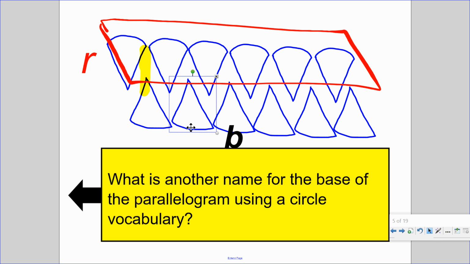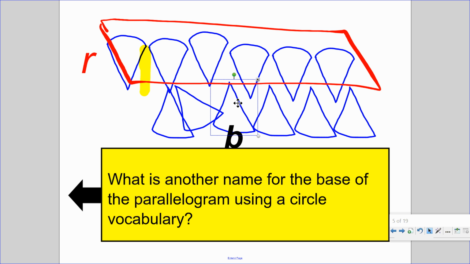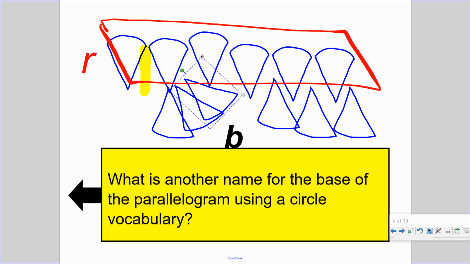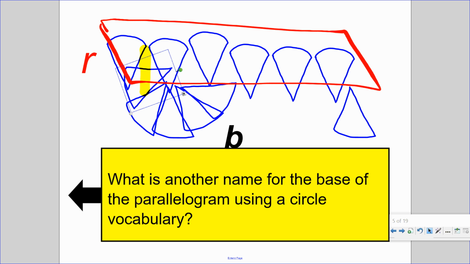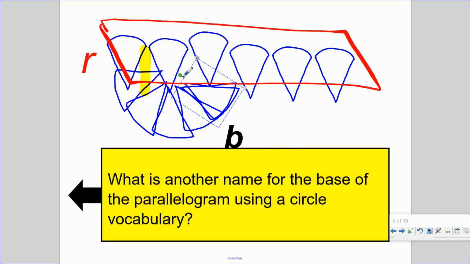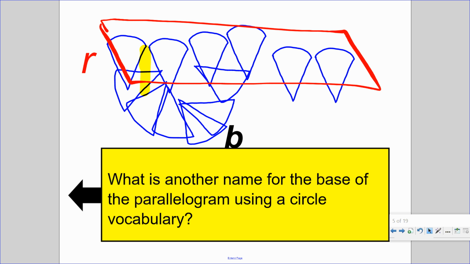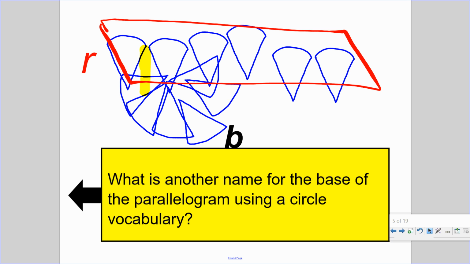Let's think about it. If I turn this to this, and I turn this to this, and I turn this to this, and I turn this to this, and I turn this to this, it should make half of a circle. If I did it correctly, it should be half of a circle.